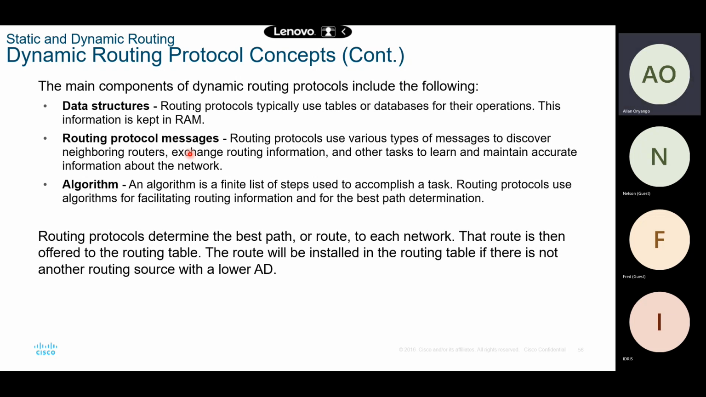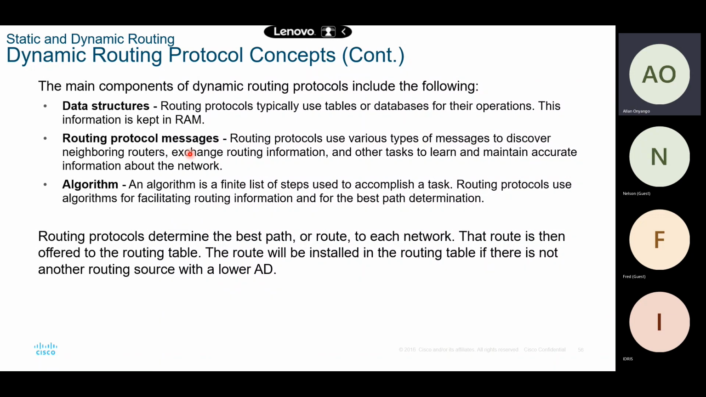Apart from the data structures, which are the databases and tables, the dynamic routing protocols also have some messaging, and that is a big thing. Okay, they use some kind of protocol messaging to exchange information among themselves. Okay, and if they need to do some election, for example, they use this messaging. And finally, each protocol has an algorithm, which is basically a list of steps that are used to accomplish a certain task. So each protocol has its own algorithm.